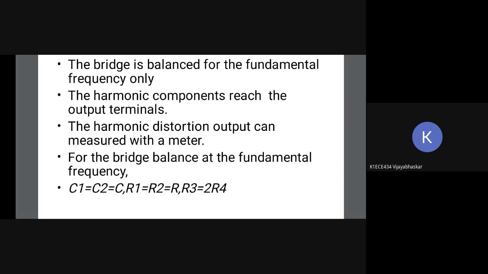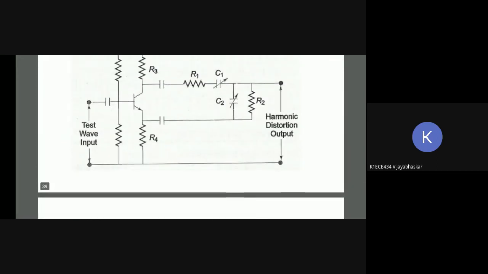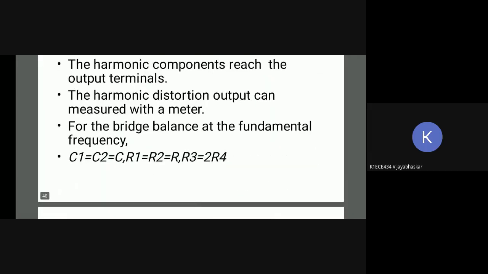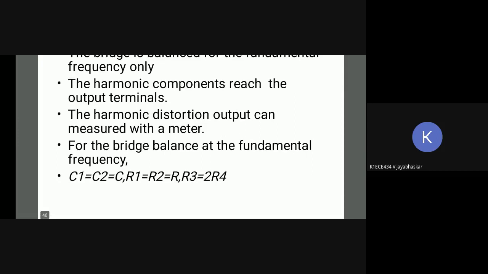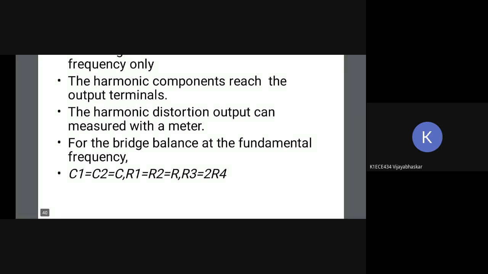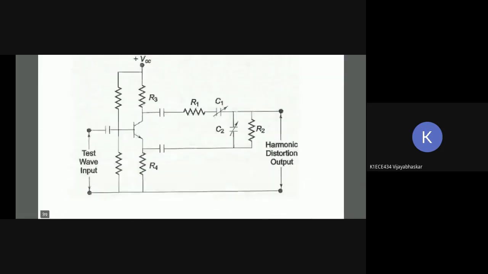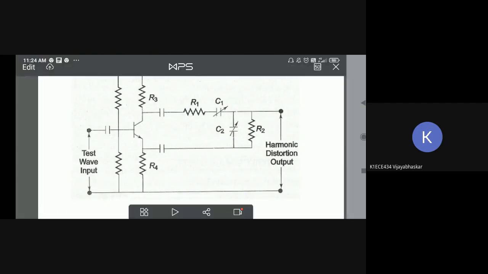So for the bridge balancing at a fundamental frequency, if we apply some test waveform, in which condition is the bridge balancing? Following this equation only, the bridge is in the balancing condition. So C1 equals C2 equals a common capacitor, and R1 equals R2 equals a common resistor, and R3 equals 2R4. So this equation is required to say the bridge is in the balancing condition.